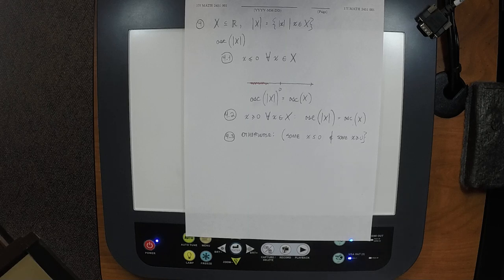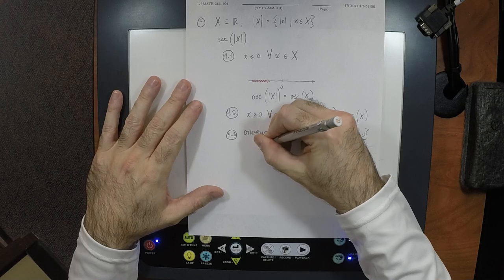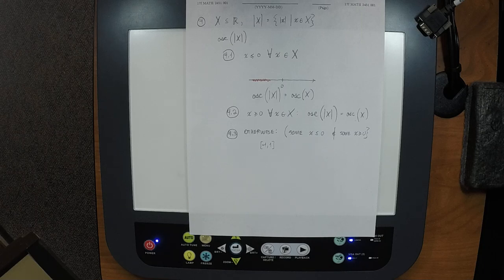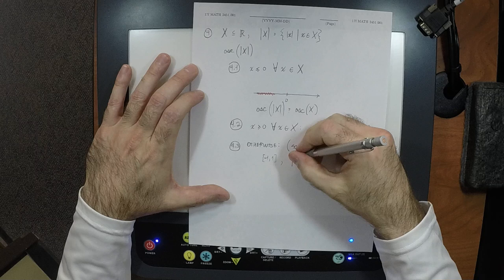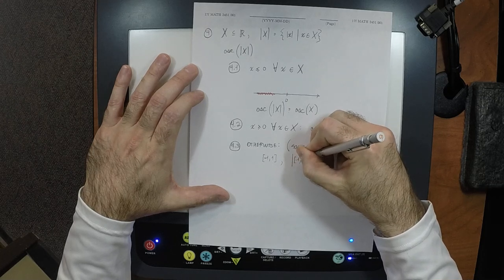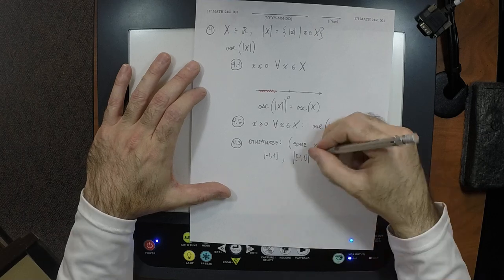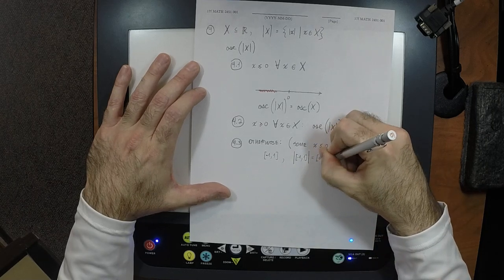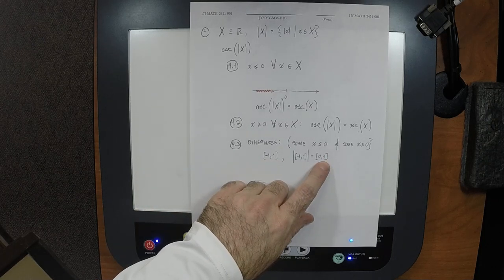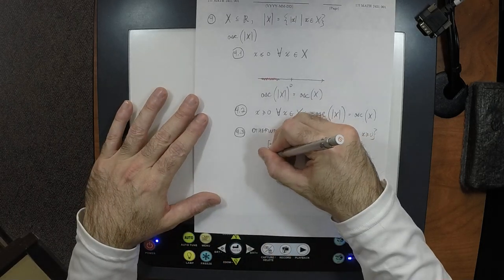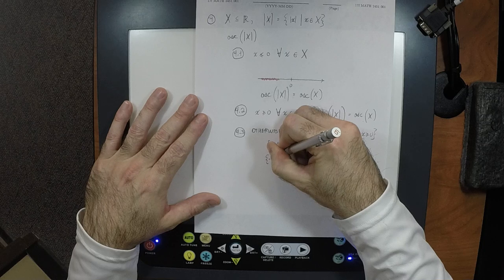The difference between those? Well, let's consider a specific case. So how about this set, negative 1 to 1? Just to sort of get a feel for the question. This is a symmetric interval, negative 1 to 1. Well, in that case, what is the absolute value of this set? 0 to 1. Okay. What's the oscillation of this set? 2. What's the oscillation of this one? 1.